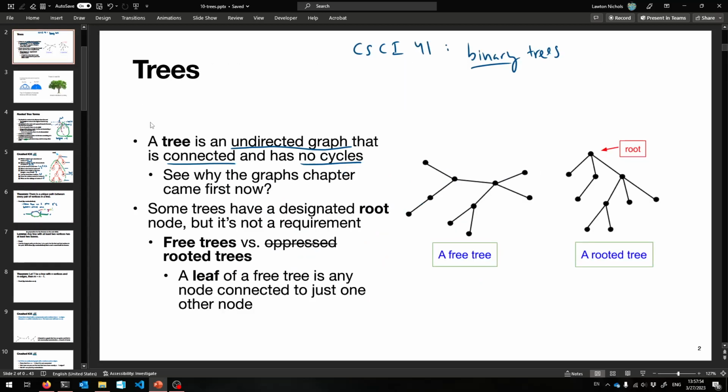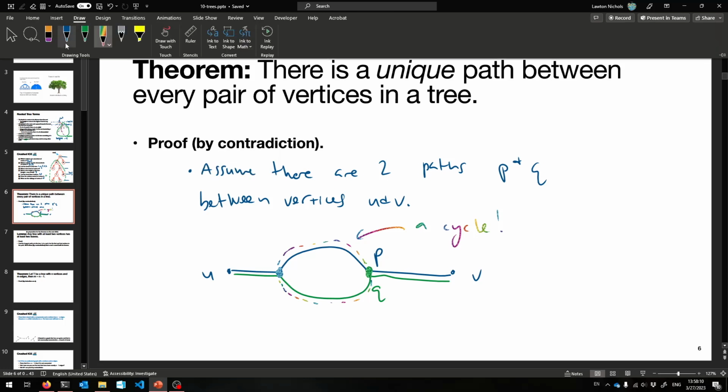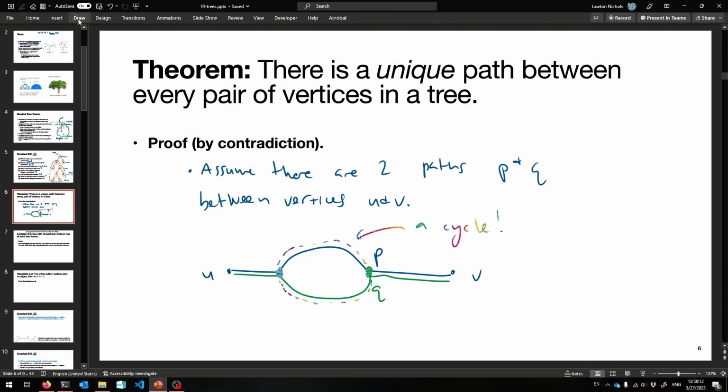And the definition of a tree is an undirected graph that's connected and has no cycles. So if I just found a cycle in this tree, I have contradicted myself. I must not have had a tree to begin with. So that means I found my contradiction, and the thing that I assumed to be false really must have been true. Contradiction.